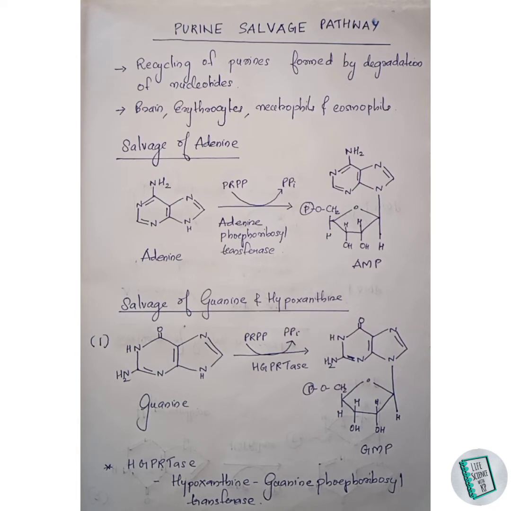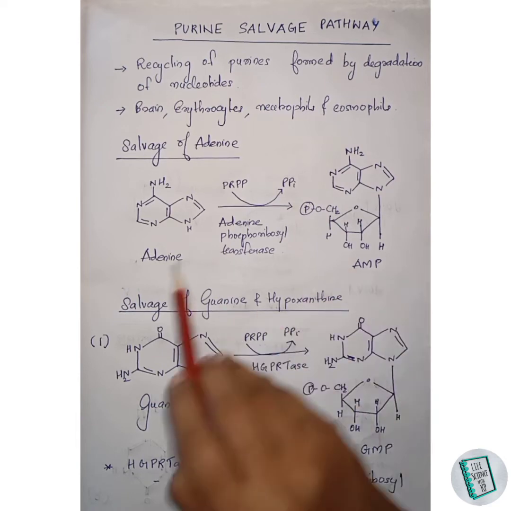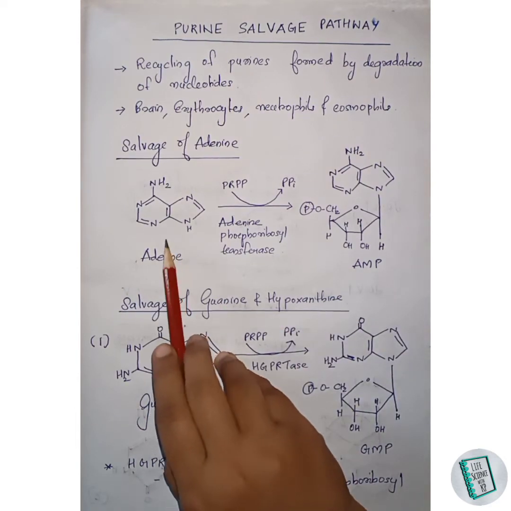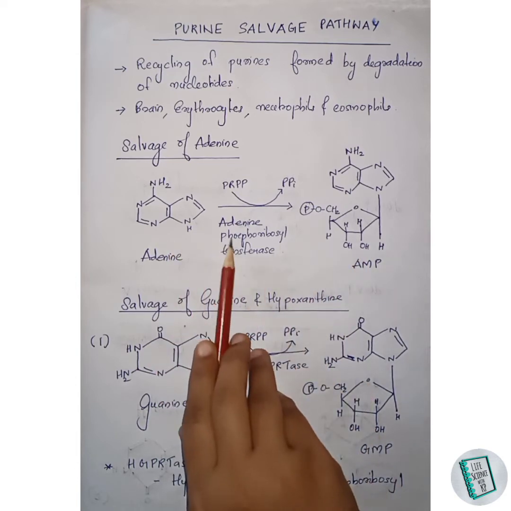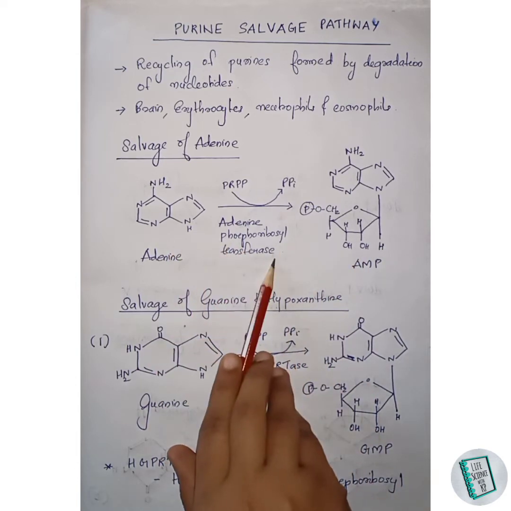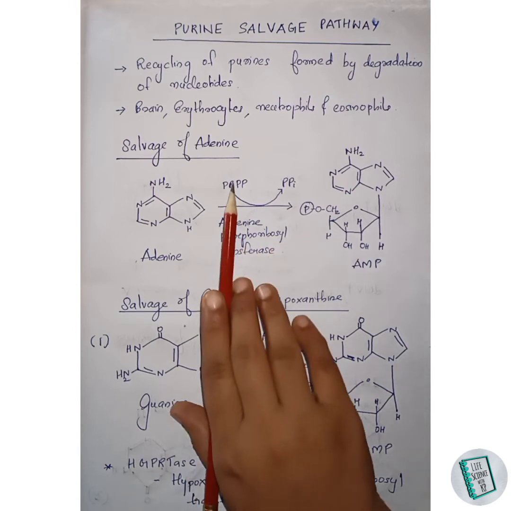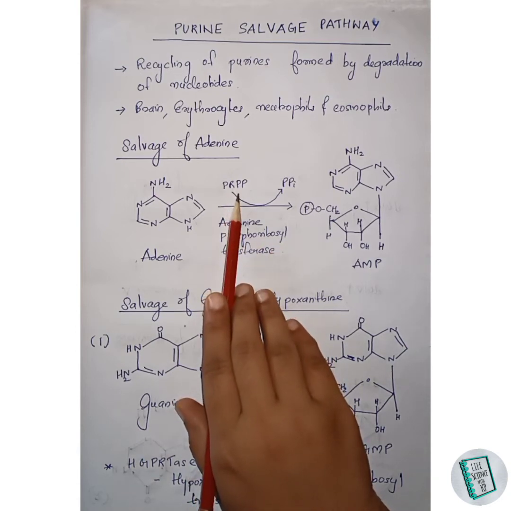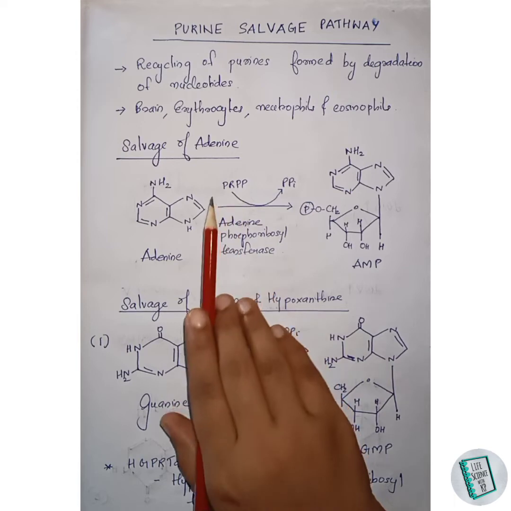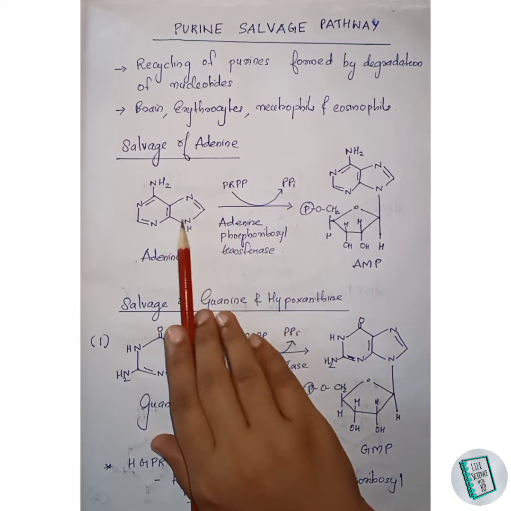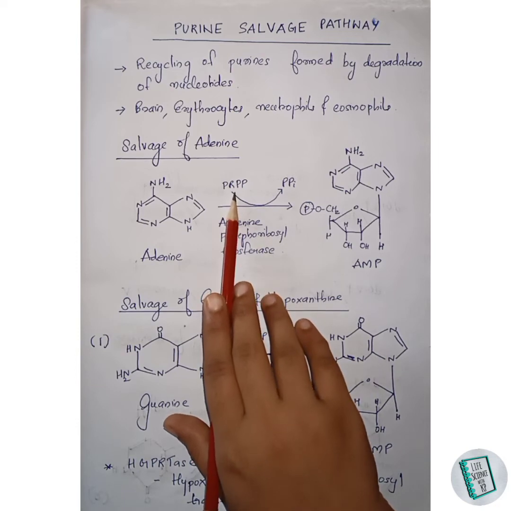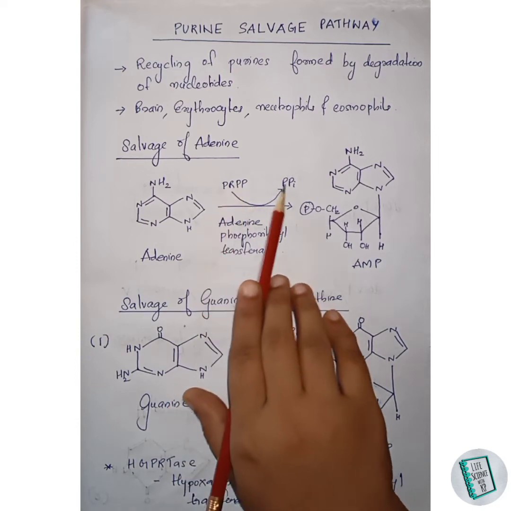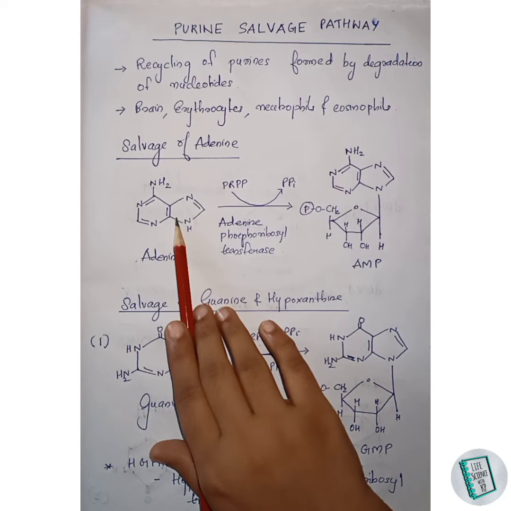Now let us look at the salvage of adenine. So this is the adenine molecule which was formed by degradation, and this adenine will convert to AMP by the enzyme adenine phosphoribosyl transferase. What happens here is PRPP comes and donates its ribosyl group to this adenine and forms AMP. So this PRPP cleaves off its two phosphate groups and joins with this adenine.